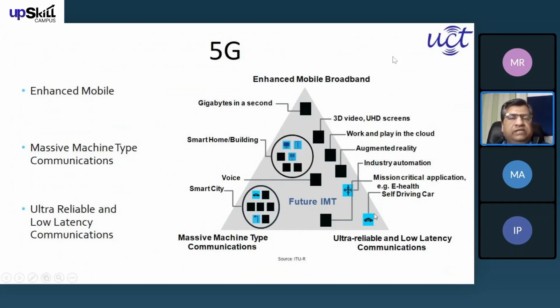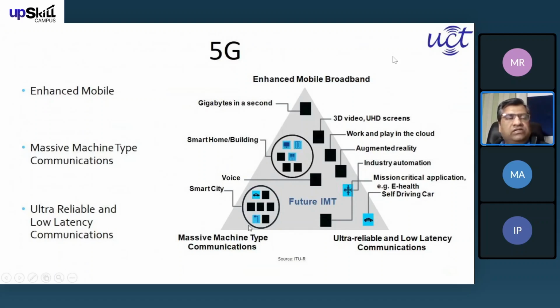These are keeping IoT and industrial transformation in mind. When we talk about massive machine type communication, whenever there are lots of sensors and they have to communicate directly to the server, then we have to have very reliable connectivity. This is called massive. Massive means lots of sensors are connected. So one example is the smart city.